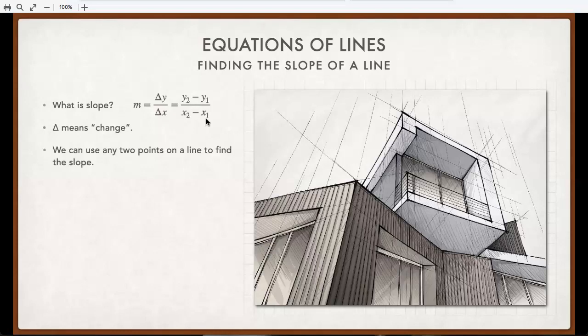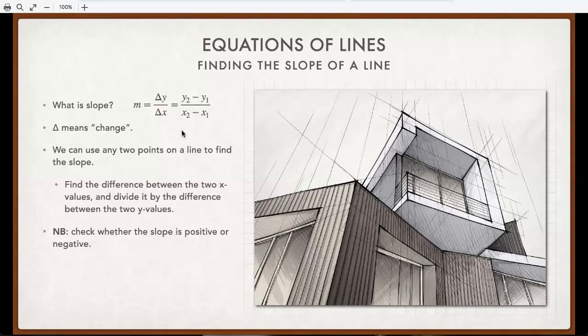We can use any 2 points on a line to find the slope. This means that we can find 2 convenient points to use to find the slope. If there's a point on the line which is partway between whole units on the graph, we can choose to use a different point to find the slope. So we'll find the differences between the two y values, and divide it by the difference between the two x values.